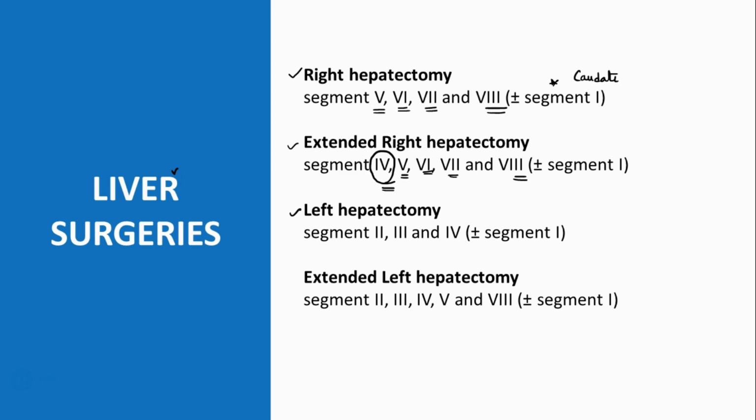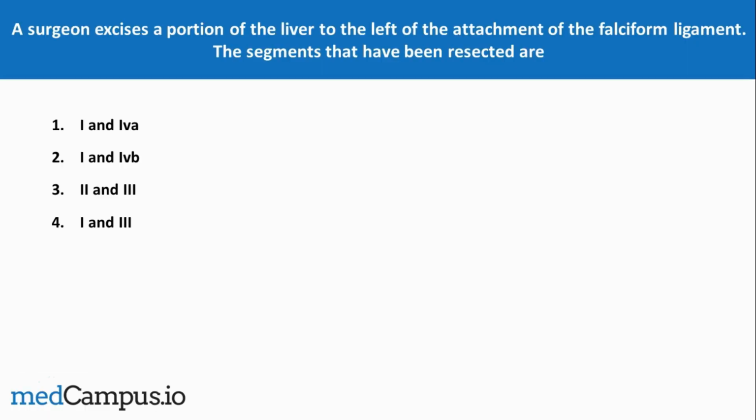Left hepatectomy includes the surgical resection of segment 2 and 3, which are present on the most left sided part. Along with that, segment 4 is involved. In extended left hepatectomy, we remove 2, 3, 4 and we also include the right sided parts, that is segment 5 and segment 8. So let us solve this question now again.